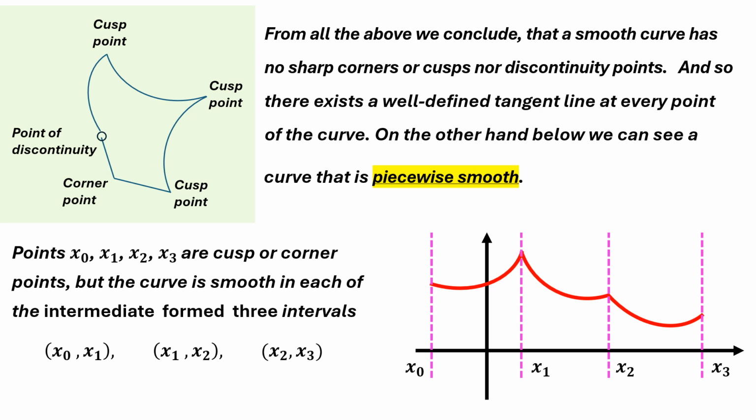On the other hand, below we can see a curve that is piecewise smooth. Points x0, x1, x2, x3 are cusp or corner points, but the curve is smooth in each of the three intermediate intervals: [x0, x1], [x1, x2], [x2, x3].